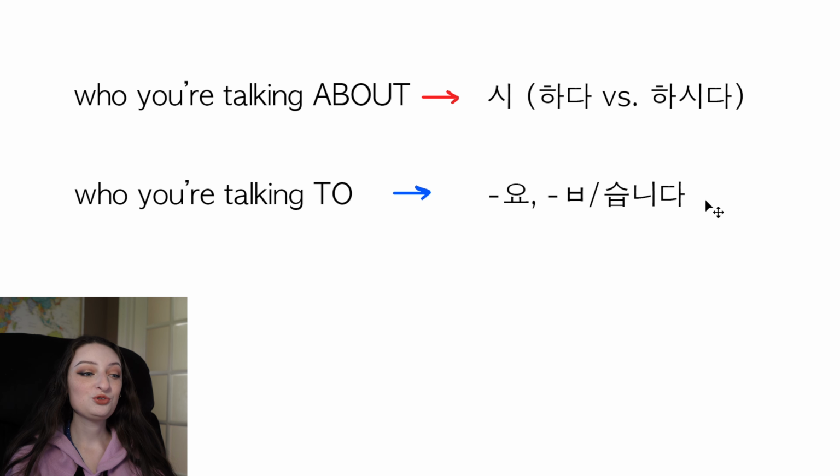And which ending you choose to put on the end of the verb depends entirely on who you're talking to. It's the person and it's the situation. That's where these endings like 요 and 습니다 come in. This right here is the basis.